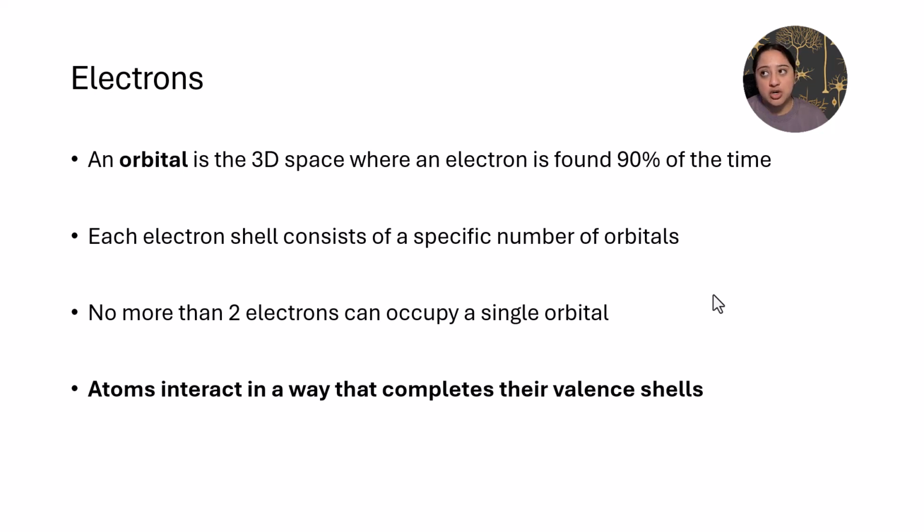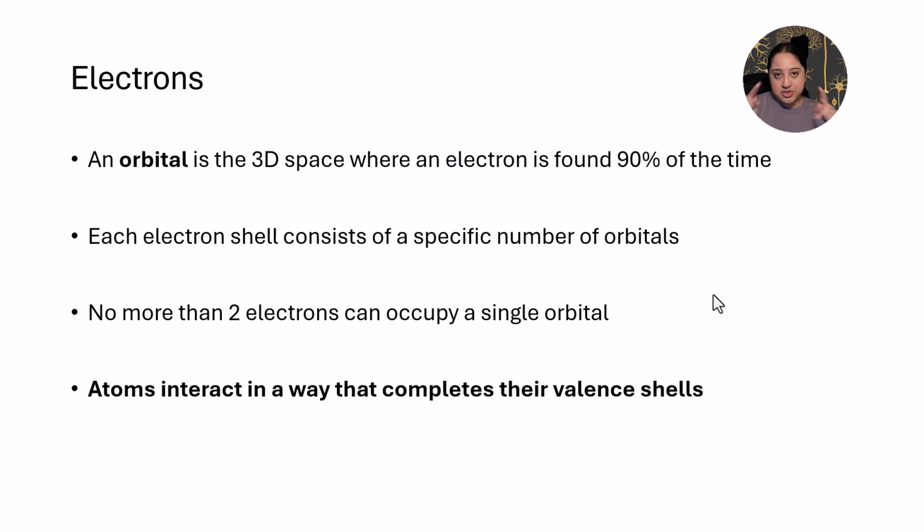And so we show these rings to demonstrate electrons, but there are different ways to model electrons and how they hang out in an atom. An orbital is a 3D space where an electron is found about 90% of the time. Each electron shell consists of a specific number of orbitals. No more than 2 electrons can occupy a single orbital. And atoms interact in a way that completes their valence shells.